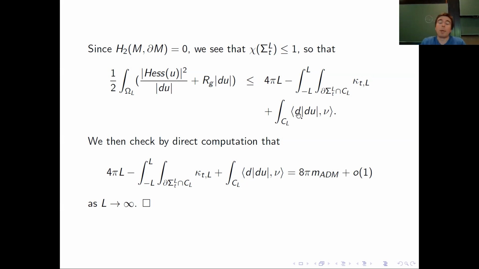Okay. But then at the boundary of this coordinate cylinder, you can just relate these boundary terms, it turns out, to this flux integral that defines the ADM mass. Okay, and you get the following. So you take the limit as L goes to infinity, and you get precisely this bound that we had. Okay, questions about that?